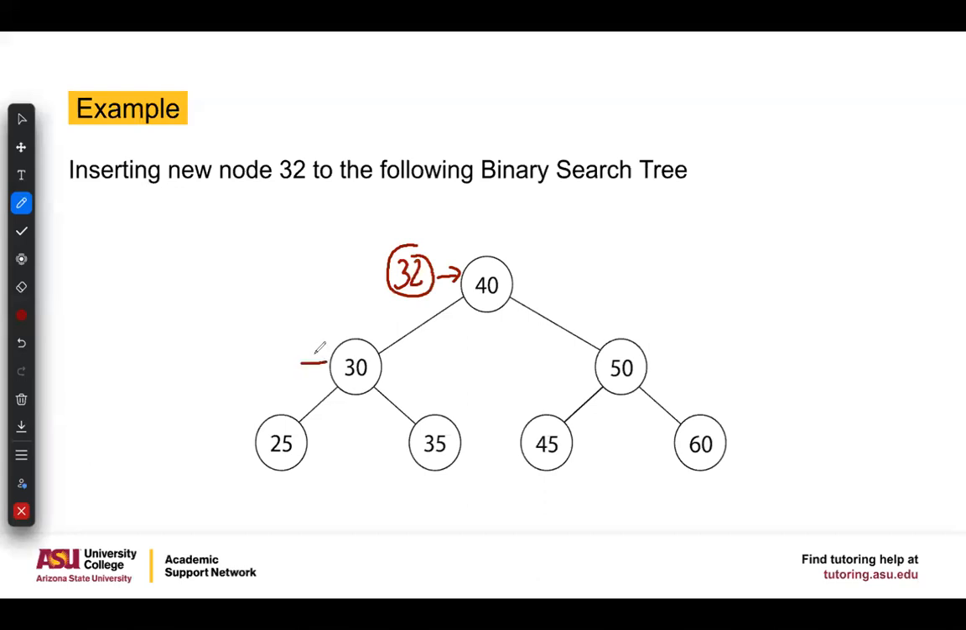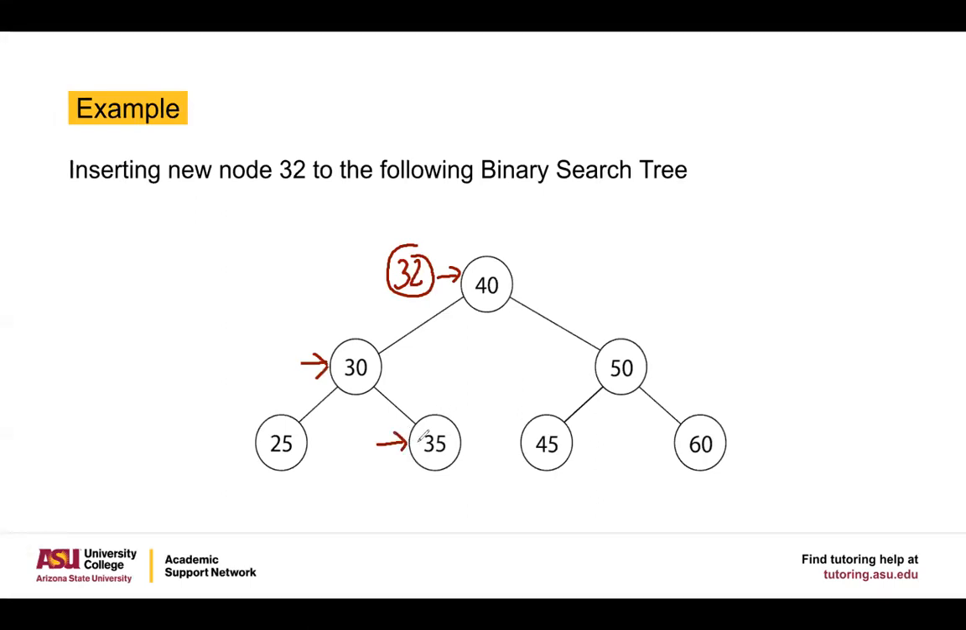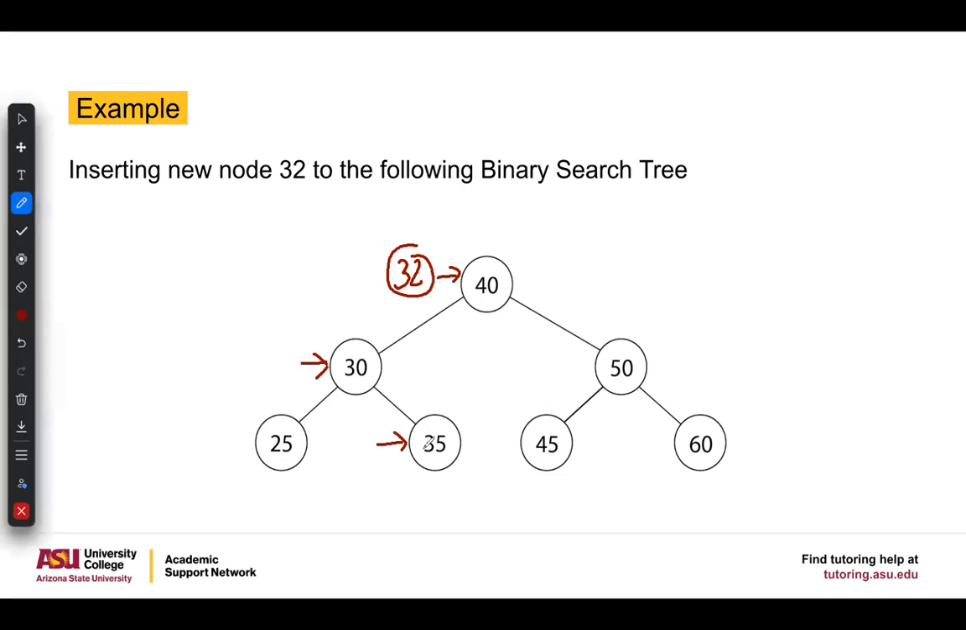Now we'll compare the new node 32 with the node 30. But here we can see that the value of 32 is greater than 30. So we'll move to its right child and we'll compare it with the node 35. But now, since there are no children to the node 35, we can directly insert the node 32 as a left child of 35 because the value of 32 is less than 35.